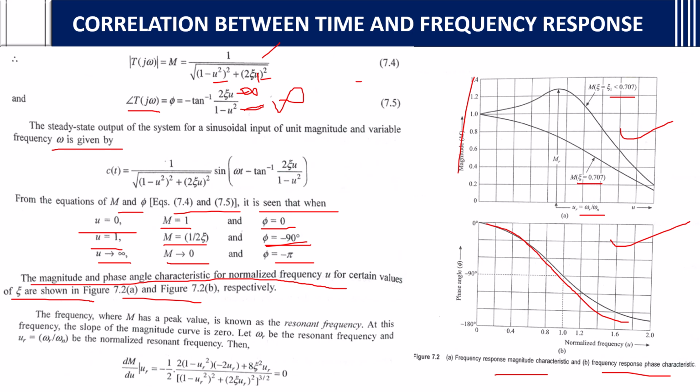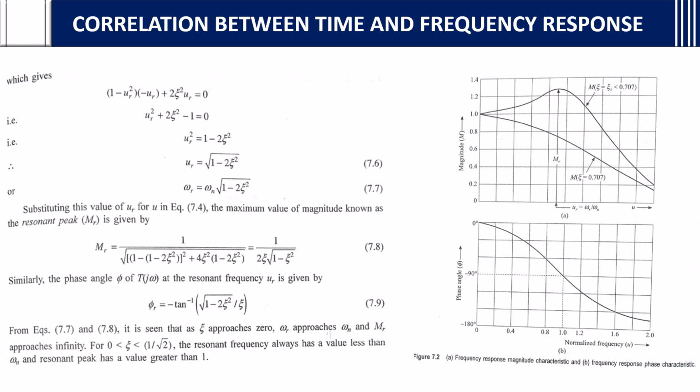Then the frequency where M has peak value is known as what? Resonant frequency, which has the highest, peak value. This is called resonant frequency. At this frequency, the slope of the magnitude curve is what? 0. Let omega r be the resonant frequency and ur equals omega r by omega n. This is the normalized resonant frequency. So dM by du will be what? dM by du means you need to differentiate this. If you differentiate this, you will get this, that is equal to 0.